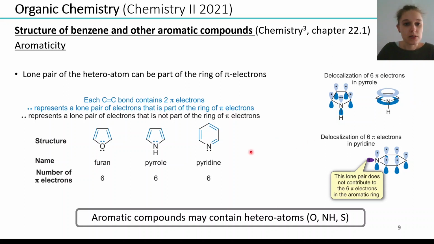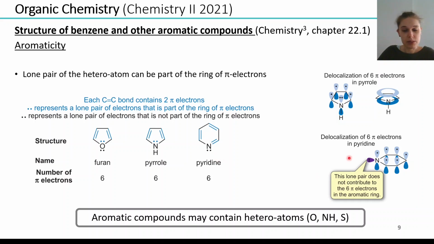If we talk about pyridine, the situation is a bit different. So we already have 2 carbon-carbon double bonds and 1 carbon-nitrogen double bond. And this time we have a 6-membered ring. That means we already have 6 pi electrons, and therefore the lone pair of nitrogen does not contribute to the pi system. Accordingly, the lone pair of nitrogen is available for other reactions.